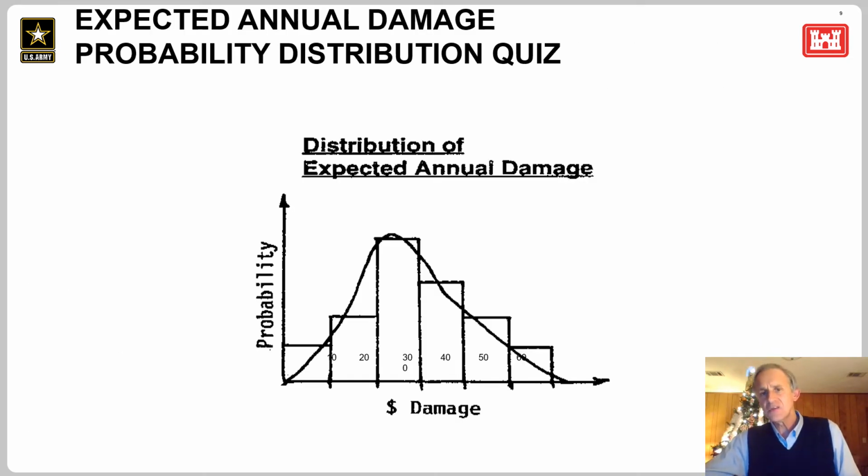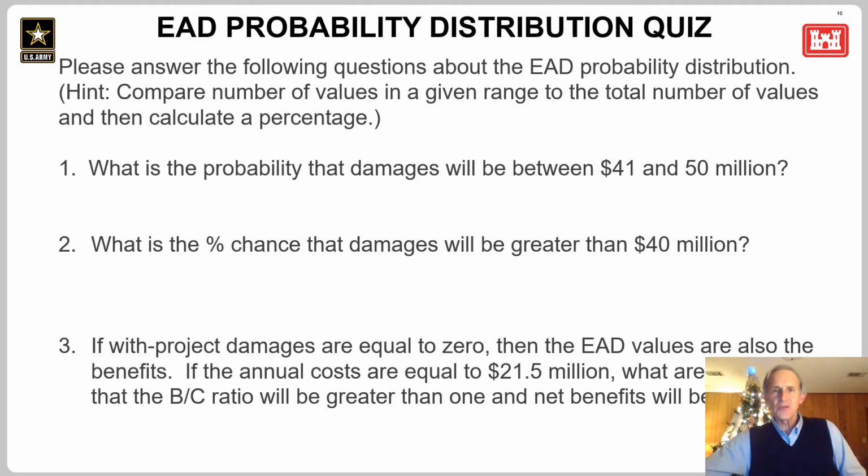And so, as you see, this looks pretty symmetrical. It looks almost like a normal distribution. So now we're into the risk world. So here's the quiz. Please answer the following questions about the EAD probability distribution. Hint: compare the number of values in a given range to the total number of values, then calculate a percentage.